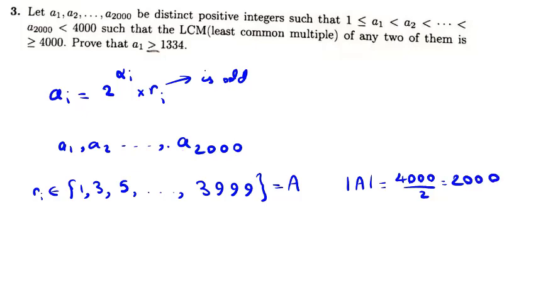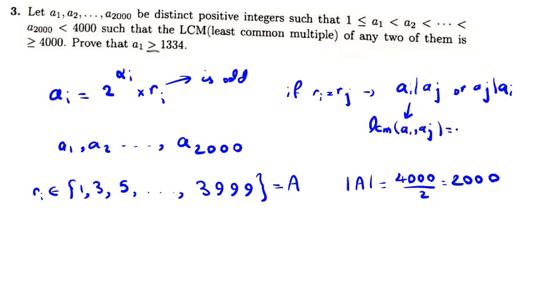Because we have exactly 2000, if two numbers have equal odd parts, for example, if Ri equals Rj, then you can say Ai divides Aj or Aj divides Ai. It depends on the power of 2. And if, for example, Ai divides Aj, then the LCM of Ai and Aj will be Aj, and we know Aj is less than 4000. When the problem says the LCM of any two of them is at least 4000, it's a contradiction.